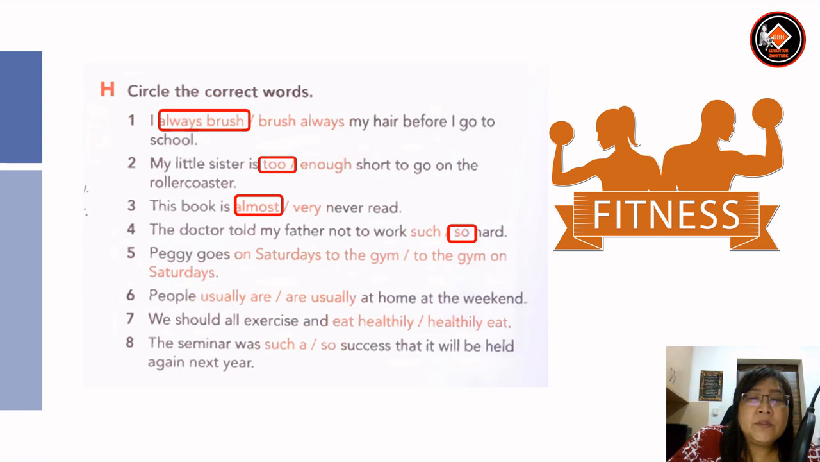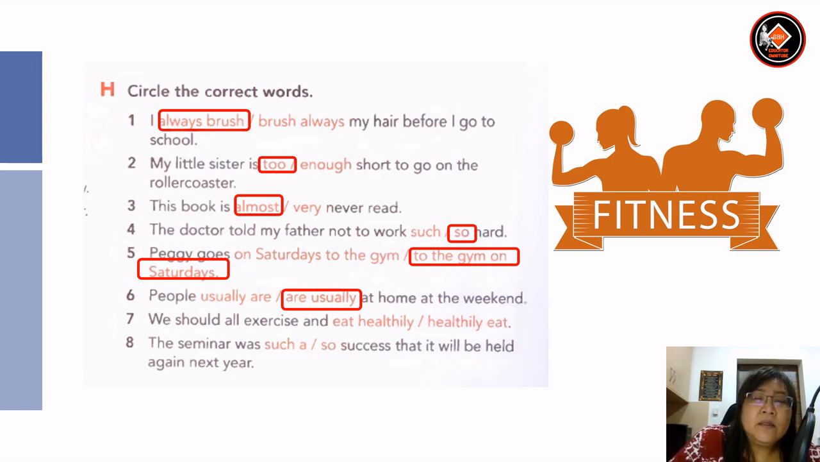Number 5, Peggy goes on Saturdays to the gym, or Peggy goes to the gym on Saturdays. So the answer is Peggy goes to the gym on Saturdays. Number 6, people usually are or people are usually at home at the weekend. So the answer is are usually. Number 7, we should all exercise and eat healthily, or we should all exercise and healthily eat. So the answer is eat healthily.